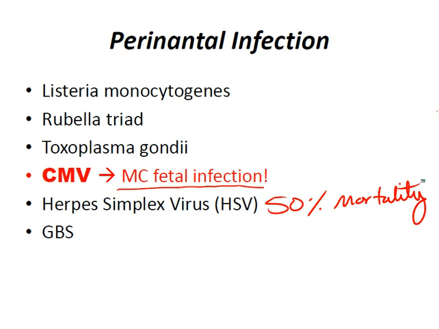A cesarean section should be performed prior to or soon after the rupture of membranes to prevent transmission if genital HSV lesions are visible at the time of labor.